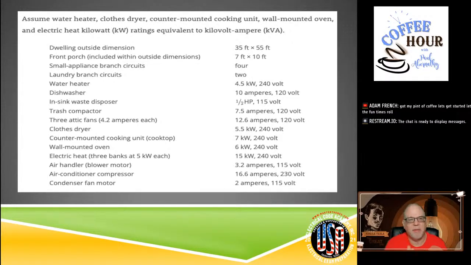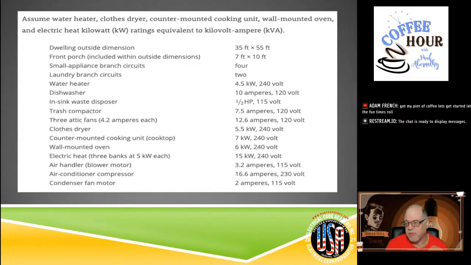So here's what we've got on our dimensions. You need to remember this as we go through it, because we might not jump back to it, but we'll do our best. We've got a typical dwelling. In this case, we'll say it's just one level. Although I will remind you that if this happened to be two levels and they were identical, 35 by 55 feet, then you'd have to calculate two levels.